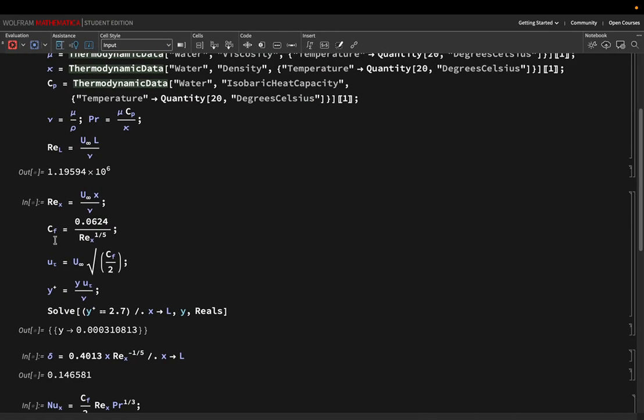This calculation is what is automatically done by this solve. It will solve for y and it is giving me a value of this. This is in meters. If you convert it into millimeters, it will be around 0.3 millimeters.